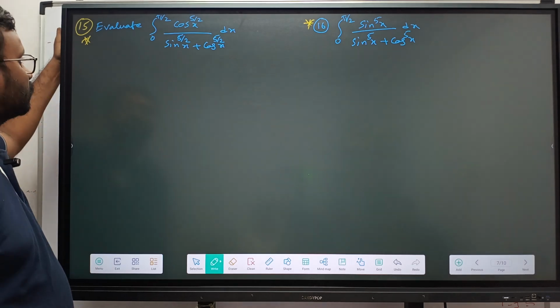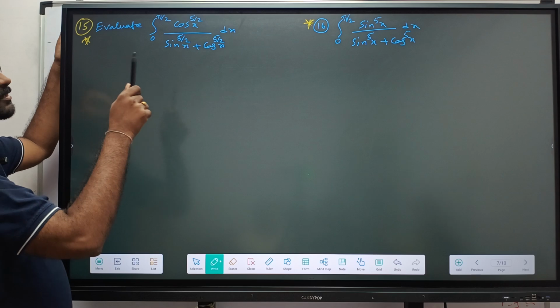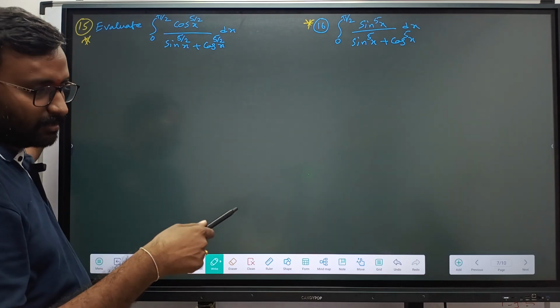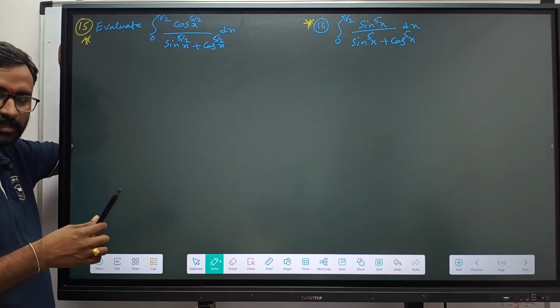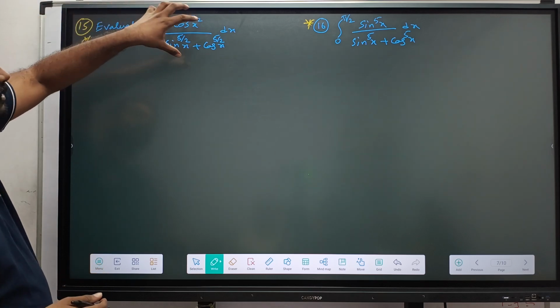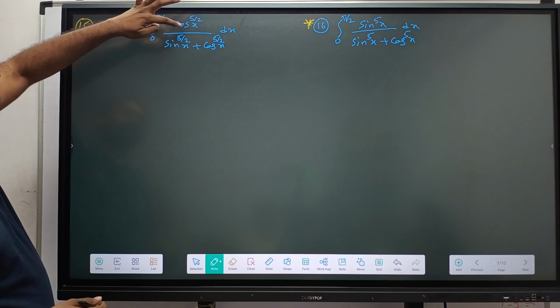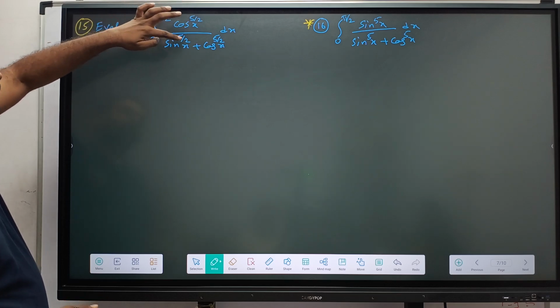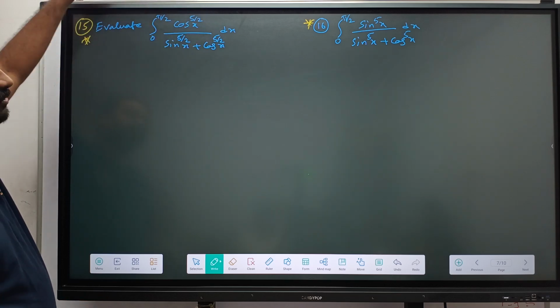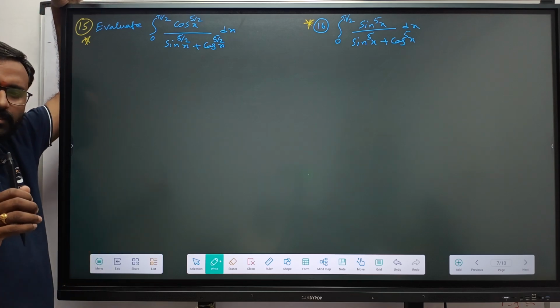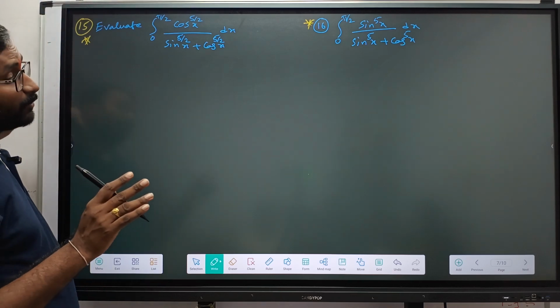Okay, listen. Evaluate this and this next. I think there are 4, 5, 6 more questions here. See, evaluate this. What is the value of this? He is asking the integral from 0 to pi by 2 of cos power 5 by 2 x by sin power 5 by 2 x plus cos power 5 by 2 x dx. Very easy model if you remember the properties.